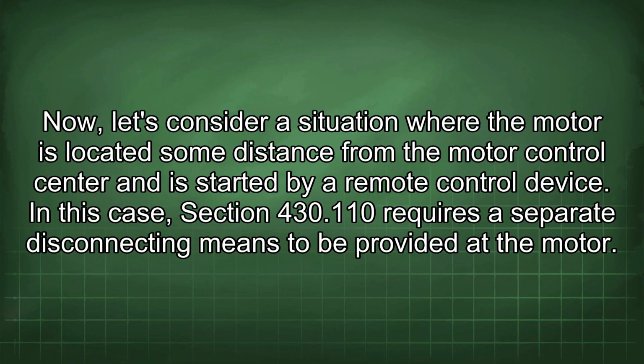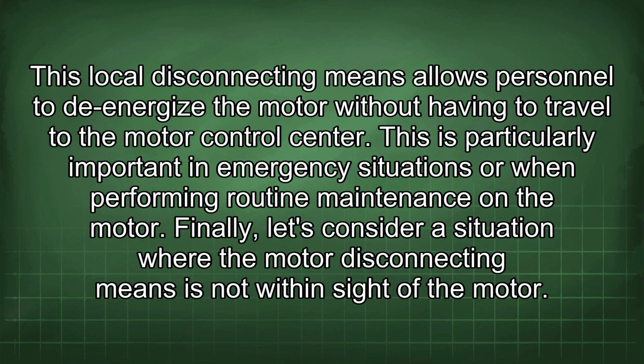Now, let's consider a situation where the motor is located some distance from the motor control center and is started by a remote control device. In this case, Section 430.110 requires a separate disconnecting means to be provided at the motor. This local disconnecting means allows personnel to de-energize the motor without having to travel to the motor control center. This is particularly important in emergency situations or when performing routine maintenance on the motor.